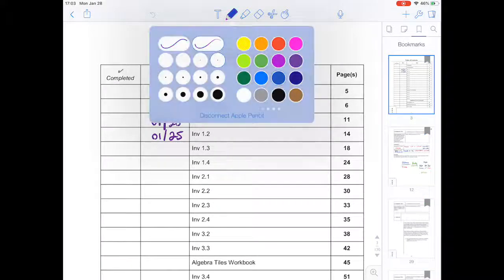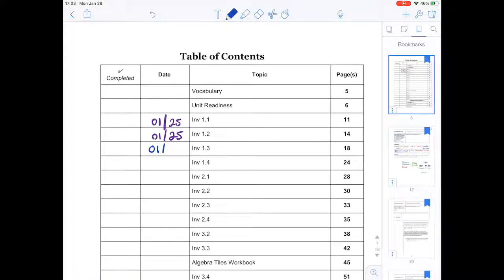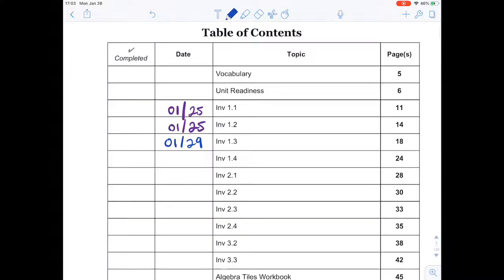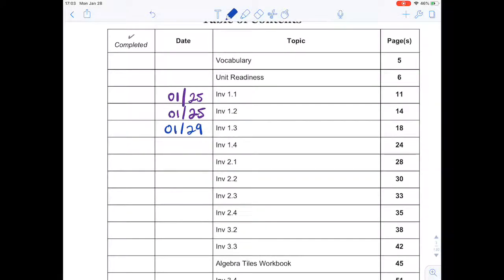Today is 01/29. Today's the 29th. And we are working on investigation 1.3 and finishing 1.2. So we're finishing 1.2 and working on part of 1.3. We're not going to do all of it. We're just going to do some of it.